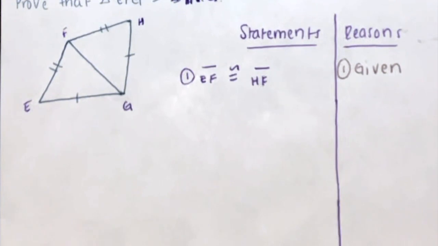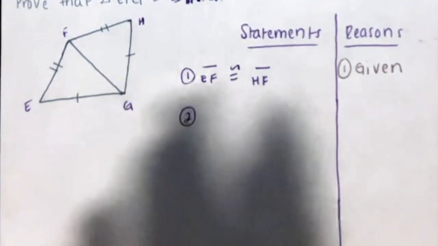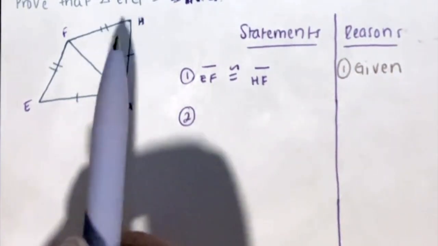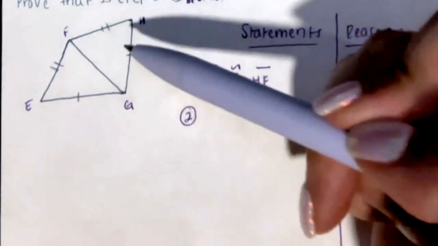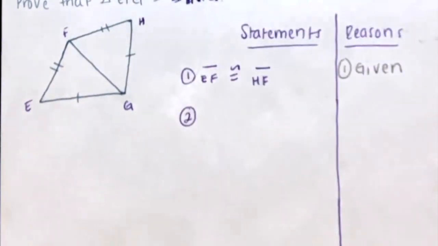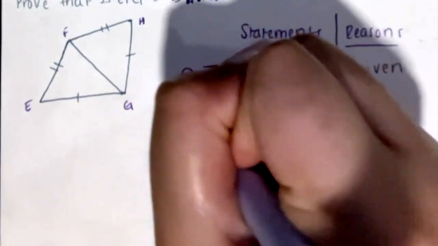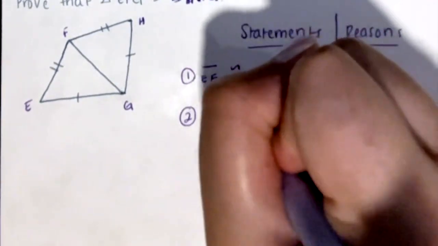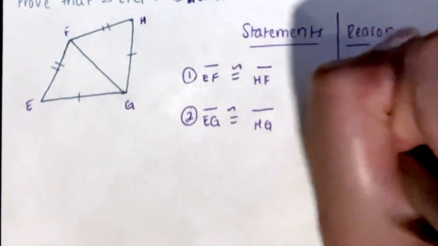Then in the next statement, we want to write the other line segment that is given to us. And we can see clearly here that this line segment, EG, is congruent to this line segment, HG. And that's, again, given to us. So we're going to write that as well, that EG is congruent to line segment HG. And again, that is given.